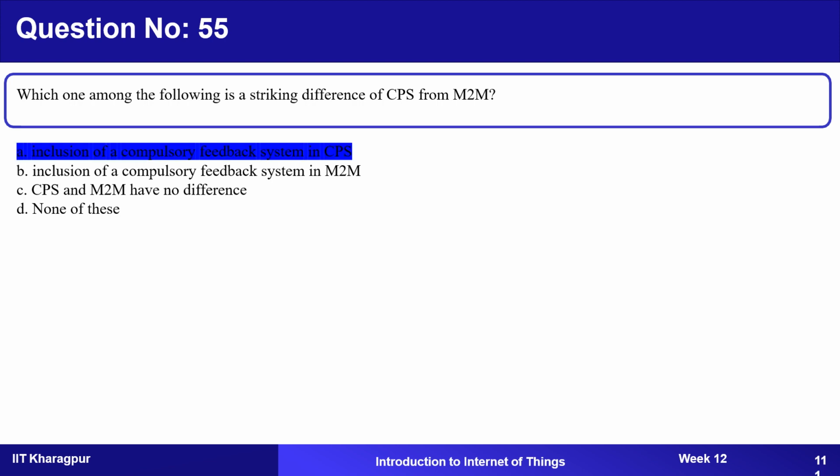So the correct option for this is inclusion of a compulsory feedback system in cyber physical systems. However, it is not always necessary to add this feedback system in machine to machine. So machine to machine is just the communication between your two machines. It's not required to add a feedback system.